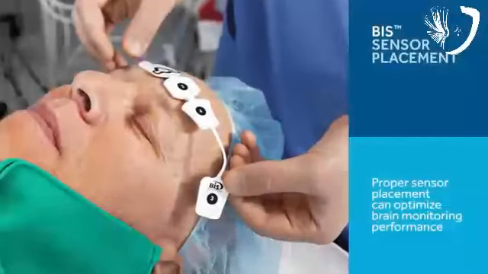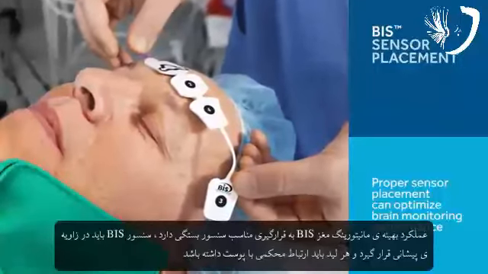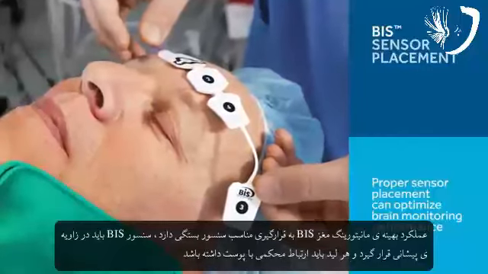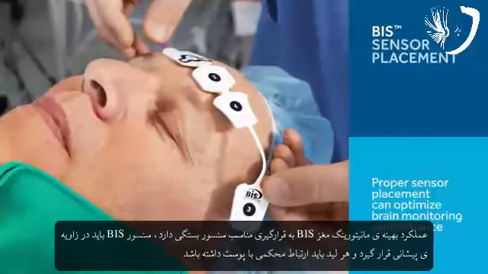Optimizing BIS brain monitoring performance depends on proper sensor placement. The BIS sensor should be positioned at an angle across the forehead, and each electrode must make firm contact with the skin.